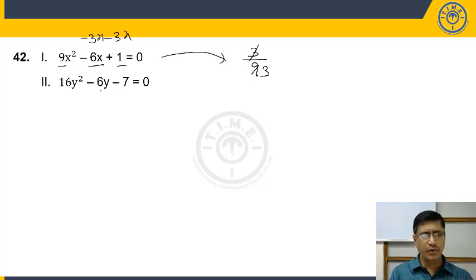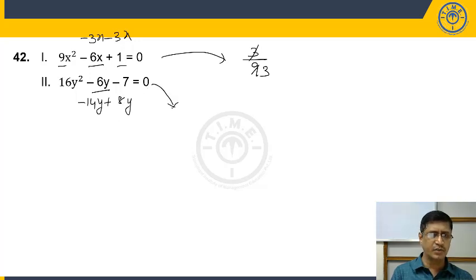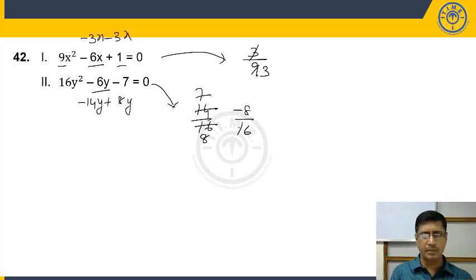Now the second equation. If you observe the second equation, what about the roots? Here the sum of the roots is 6 and the product of the roots is 7 into 16, it is 112. What are the possibilities here? Minus 14y plus 8y. So what are the roots for the second quadratic equation? 14 by 16 and minus 8 by 16. Now simplify this. Dividing with 2, it goes exactly 7 times and 8 times: 7 by 8, and minus 1 by 2.